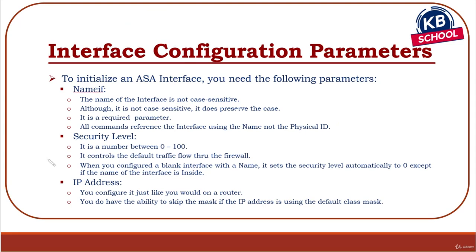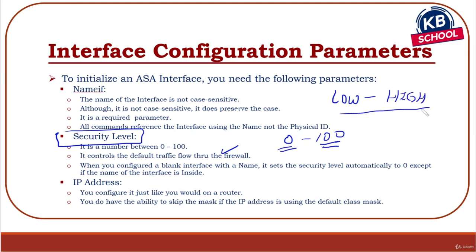The next parameter, as we talked about, was the security level parameter. What does it do? It's the one that controls the default flow of traffic through the firewall. The numbers are 0 through 100. 0 is the untrusted port, generally the outside or the internet facing port. 100 is the inside interface or the corporate network. Everything else, like the DMZ, would be in the middle. This is the low to high or high to low traffic that we were talking about.